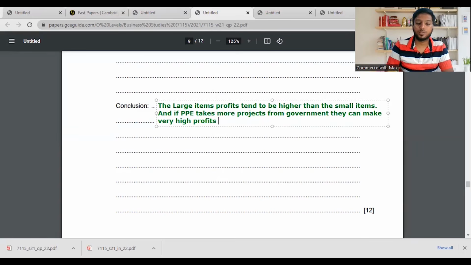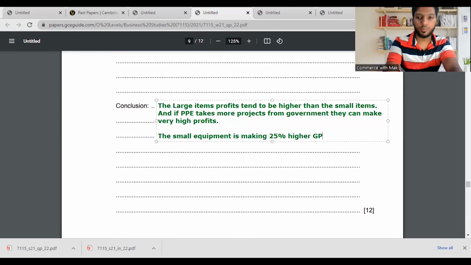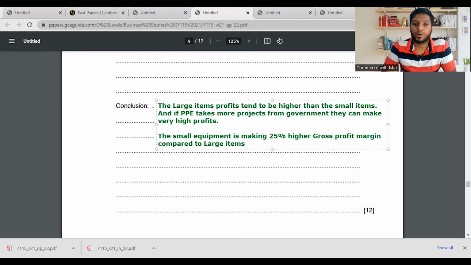But is it stable? The project, the government, or I can also write: the small business, small items, or small equipment is making 25% higher GP, gross profit margin, compared to what items, guys? Large items. So the small equipment is making 25% higher gross profit margin compared to large items, and the business has a trend for future.